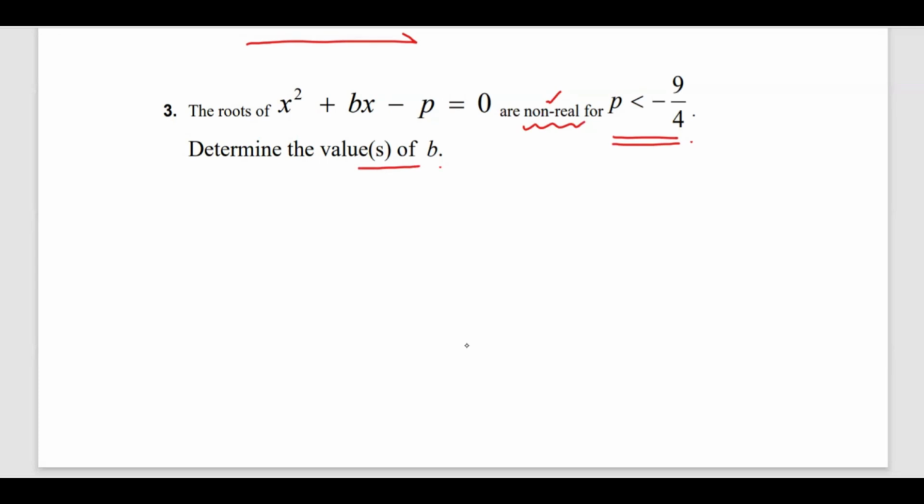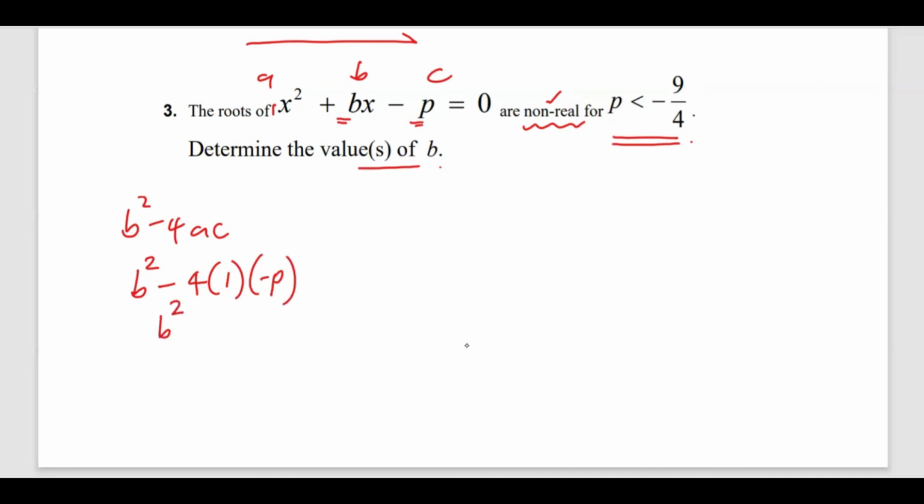So from here, the A is a 1, the B is a B, and then the C is P. Okay, so we're saying B squared minus 4AC. So we have B squared minus 4, the A is 1, and then the C is a negative P. Okay. So B squared plus, this is going to be 4P. Can have it that way.